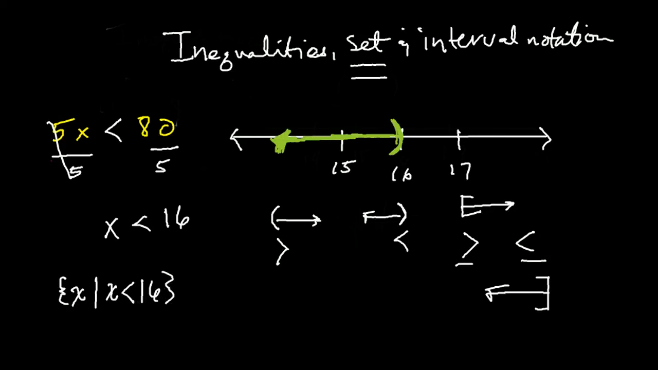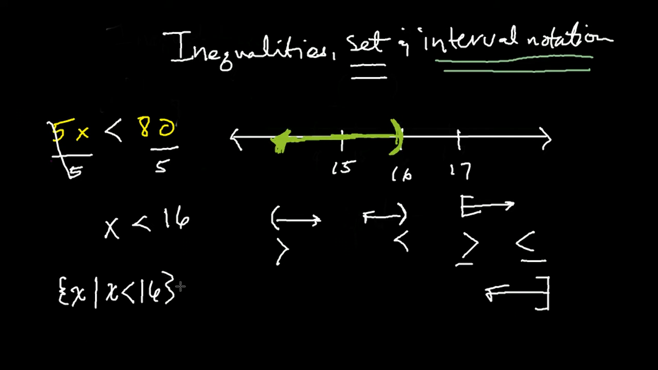Mathematicians, if nothing else, try to be a little more efficient with how they denote things. So they invented something called interval notation. Interval notation looks familiar. It looks a lot like something else, but it is definitely not the same thing as coordinates. I'll show you what that means. This solution set again is set builder notation, with the x is less than 16 set.